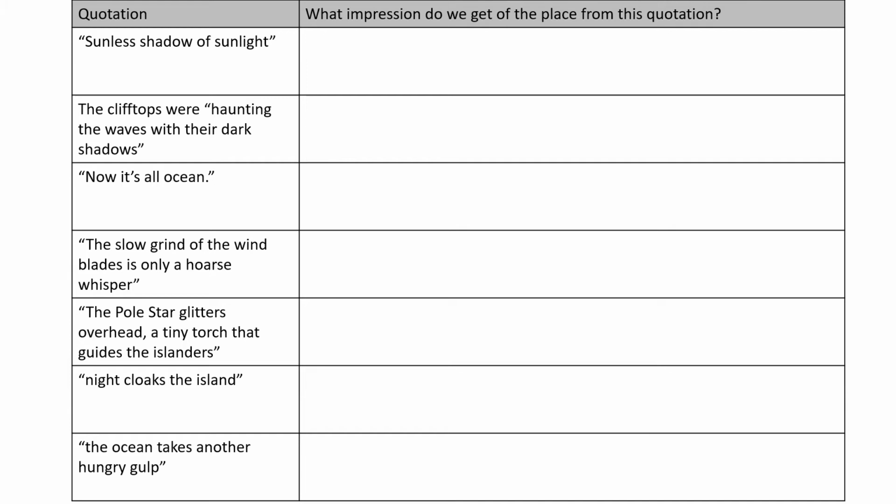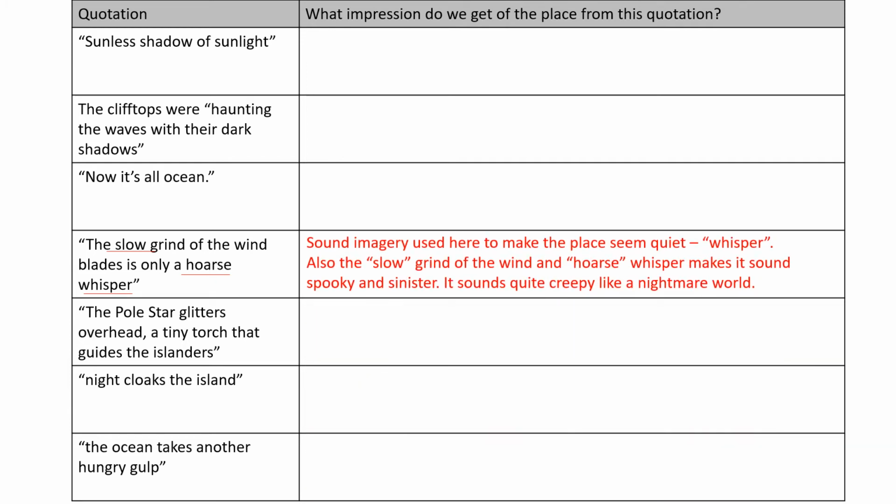Welcome back. Now, have a look at what some of these words show. So let's take this quotation on the fourth one down. The slow grind of the wind blades is only a hoarse whisper. The words that stand out to me are slow, hoarse, whisper. So what is the impression we get from the place using this quotation? So I've written sound imagery used here to make the place seem quiet using whisper. Also, the slow grind of the wind and hoarse whisper makes it sound spooky and sinister. It sounds quite creepy, like a nightmare world.